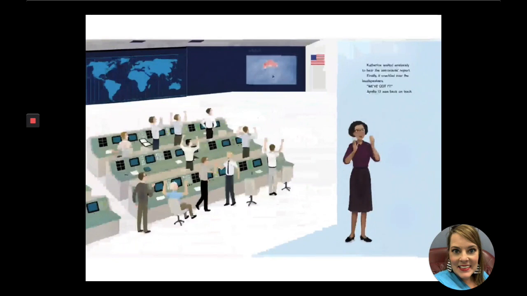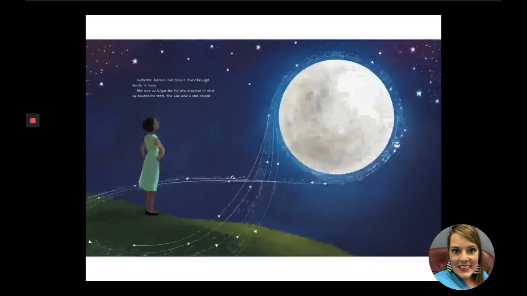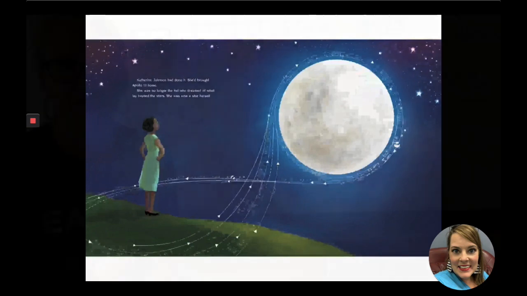Katherine waited anxiously to hear the astronauts' report. Finally, it crackled over the loudspeakers. "We've got it." Apollo 13 was back on track. Katherine Johnson had done it. She had brought Apollo 13 home. She was no longer the kid who dreamed of what lay beyond the stars. She was now a star herself.